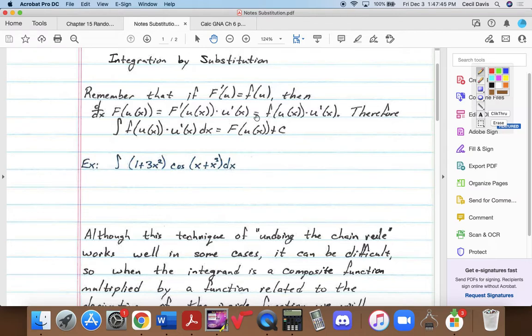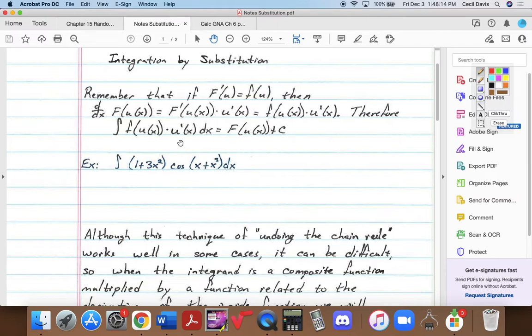And since capital F prime of x is equal to little f, that's f of u of x times u prime of x. So if we have something that is a composite function multiplied times the derivative of the inside function, then we can simply undo the chain rule and have the antiderivative of f at u of x plus c.